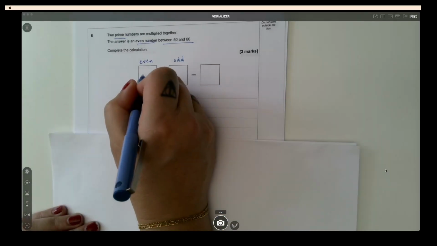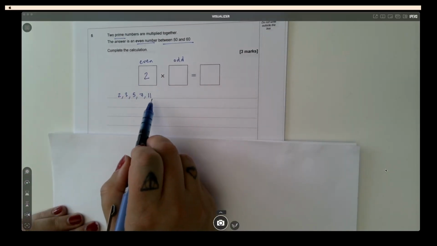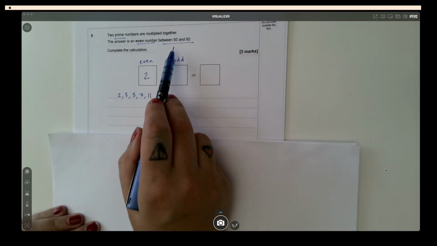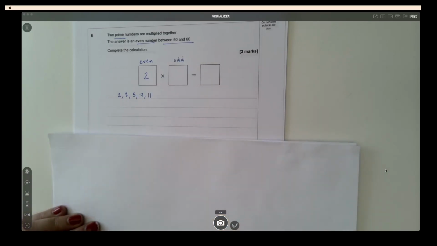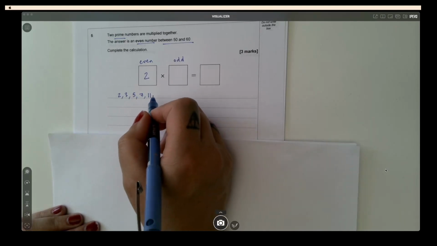The only even prime number we've said is 2. So now we need to find an odd prime number, which the rest of them are, that when we multiply it by 2, when we double it, we get an answer between 50 and 60. So the biggest one I've listed so far is 11. If I double 11, I get 22. That's not going to work.